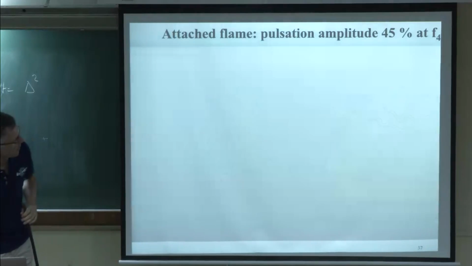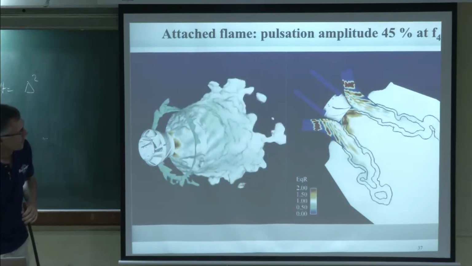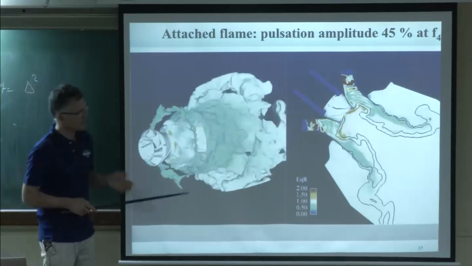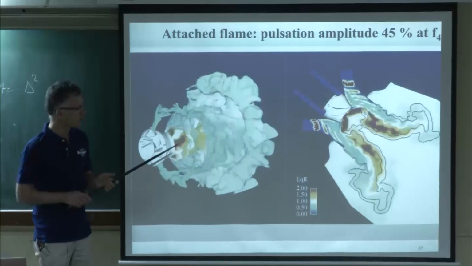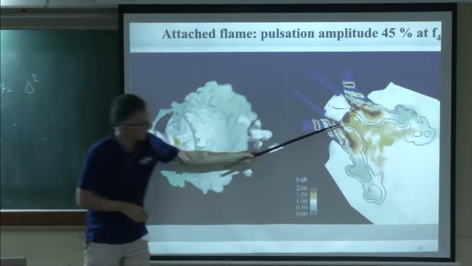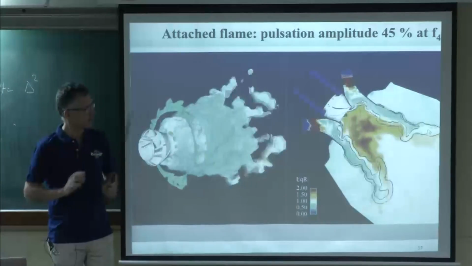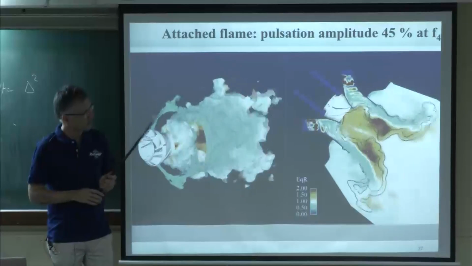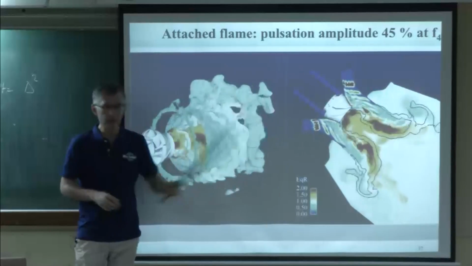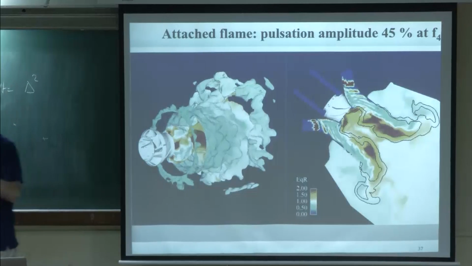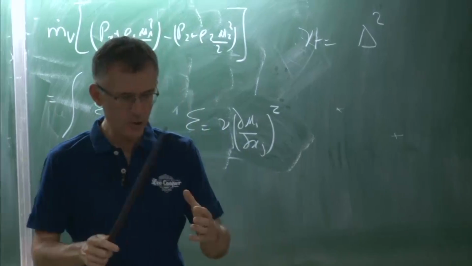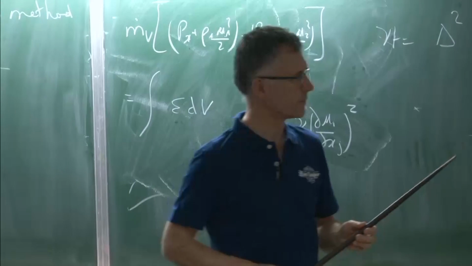The flow is shaking a lot when you start injecting these perturbations, but look at the stabilization points here and here. The flame always stays there. You can shake it very strongly. It doesn't want to go away. So that really means also that the attached flame is very resistant to oscillations. If it is attached, it's going to stay there.